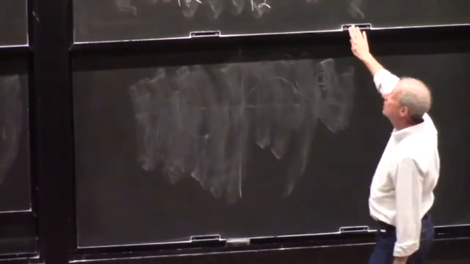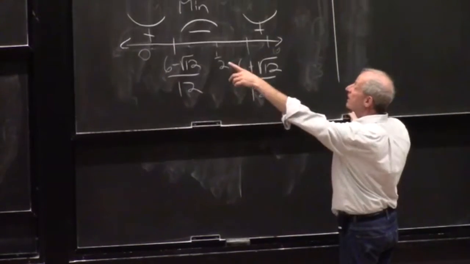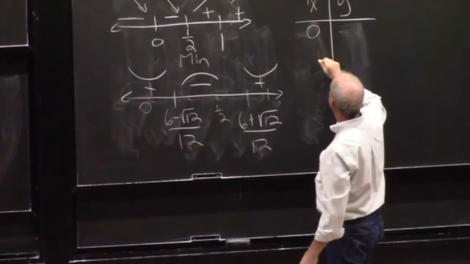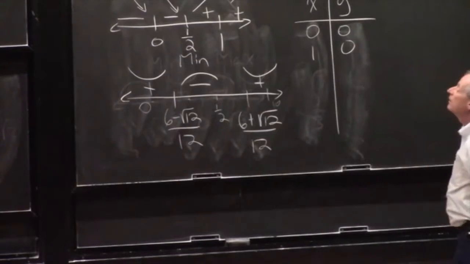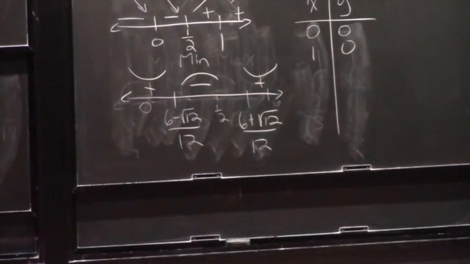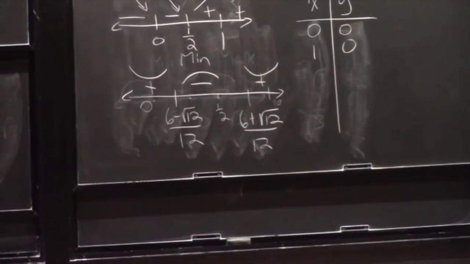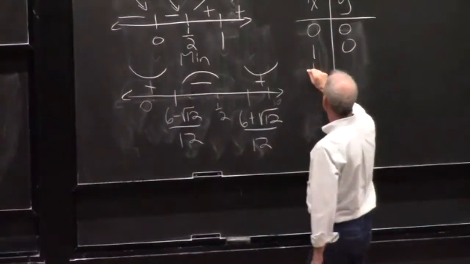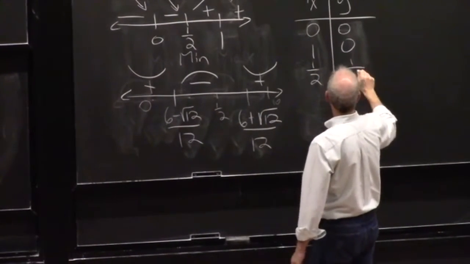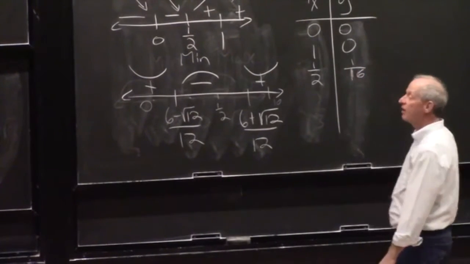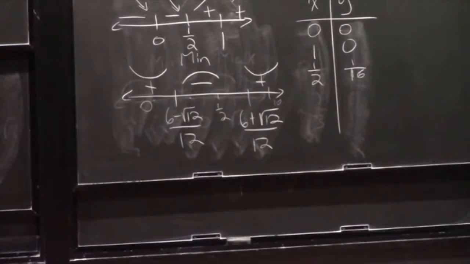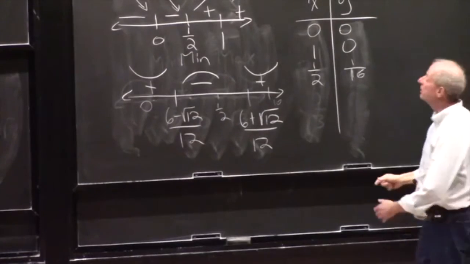All right, y coordinates. Well, x equals 0, y equals 0, and x equals 1, y equals 0. And x equals a half, you get a quarter times a quarter, which is a 16th. I'm not going to try to find the y coordinates for the points of inflection. It's too hard. Okay? I mean, you can do it, but it's annoying.